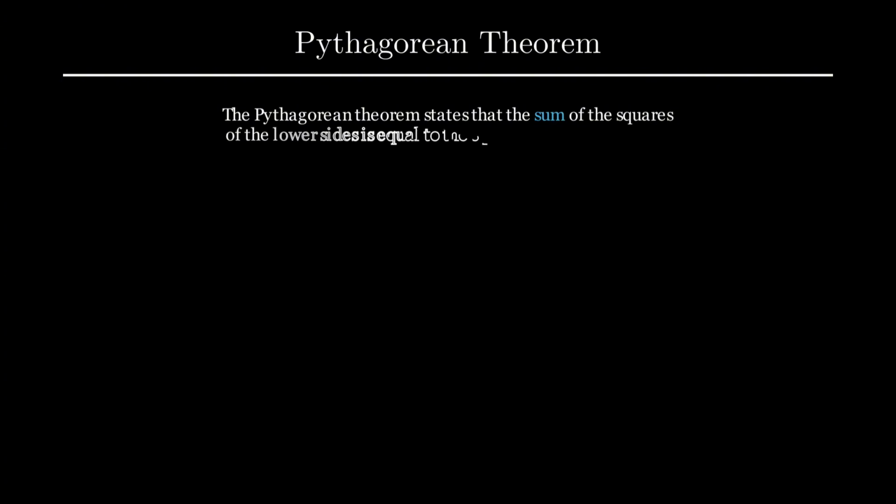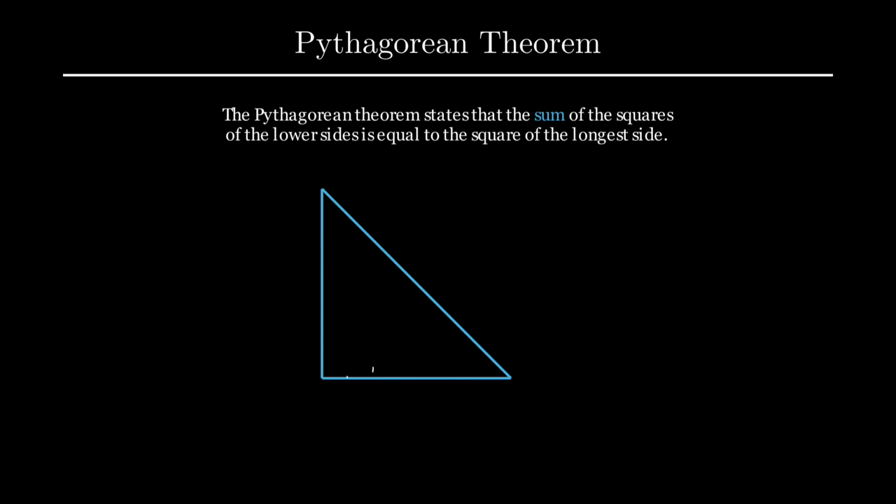The Pythagorean theorem states that the sum of the squares of the lower sides is equal to the square of the biggest side. Unfortunately, it only works with right triangles. The formula of the Pythagorean theorem is given by a squared plus b squared is equal to c squared. To understand that concept, we need to visualize directly the concept. Remember that a square.